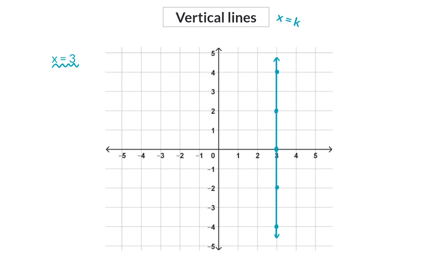Let's also have a look at x is equal to -4. Here we know that it will intersect the x-axis at -4 and that every other x value will also be -4. Therefore, we have a vertical line intersecting the x-axis at -4.